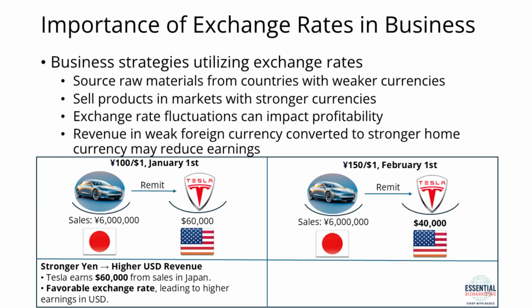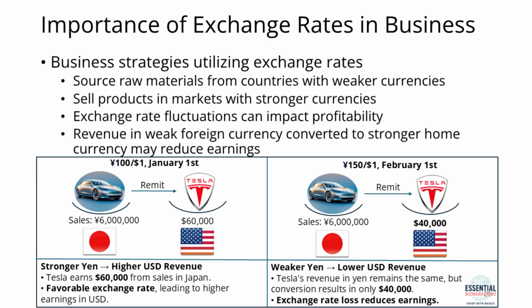Let's see the result of a weaker yen. When the exchange rate drops to 150 yen per $1, Tesla's 6 million yen now converts to only $40,000. This means the same sales in Japan bring in lower profits for the US headquarters. Let's summarize what just happened. Even though Tesla's revenue in yen stays the same, a weaker yen reduces the dollar value after conversion. This exchange rate loss directly cuts into the company's overall profitability.